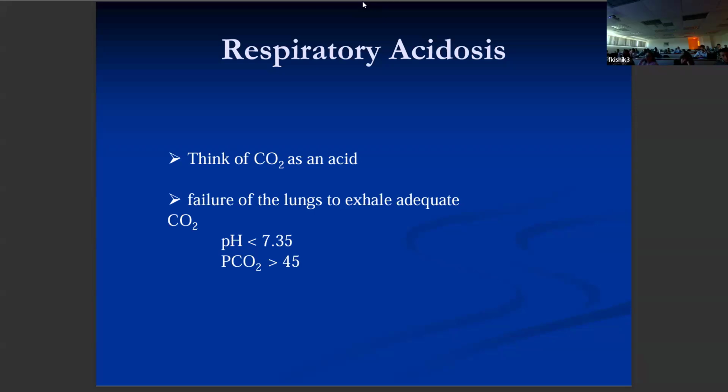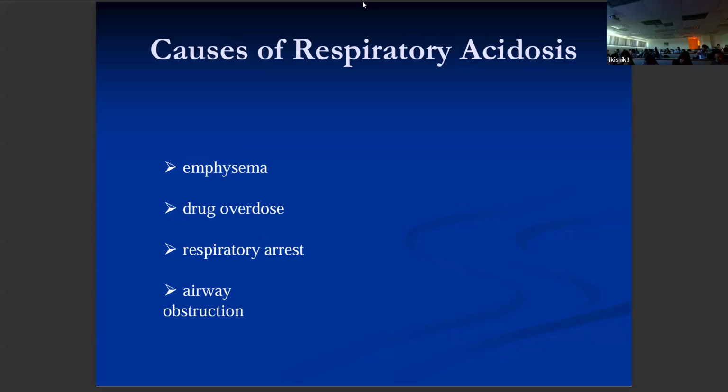So, you know, there are things that you have to look at. But always think of CO2 as an acid, which means if CO2 goes up, pH goes down. That's for acidosis. Now, you can memorize these things if you want.